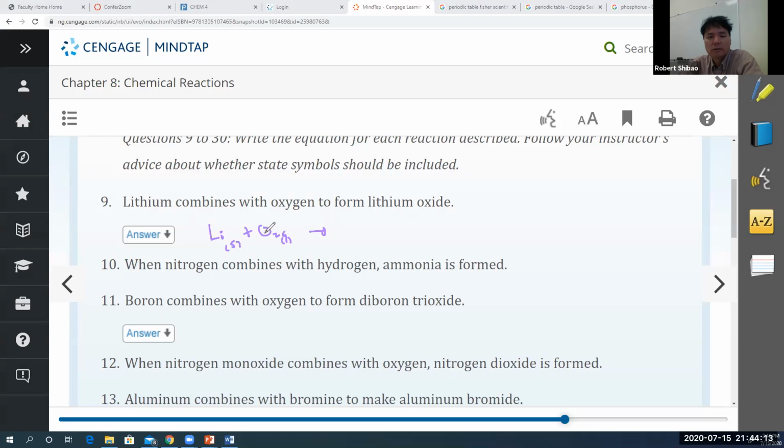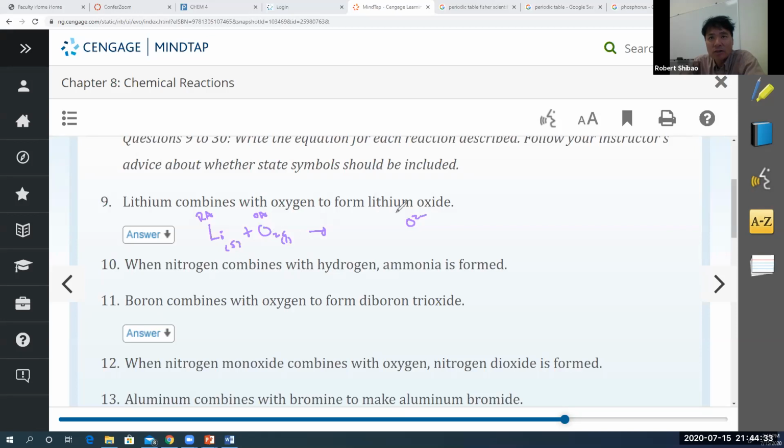First off, lithium loses, oxygen takes. So lithium is the reducer. The reducer I'm going to call the RA. RA stands for reducing agent. And the oxidizer, I'm going to call the OA. OA stands for oxidizing agent. And so oxygen takes, how many does it want to take? It wants to take 2.